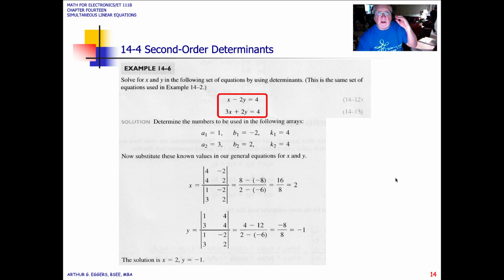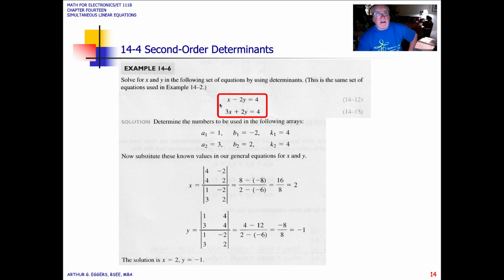So now we're going to look at an example of how to use the matrix and determinant method to solve for unknowns. In this case, we're going to look at those same two equations that we've looked at previously, solve for x and y in the following equations by using determinants. So we've got our same two equations here. First thing we need to do is decompose each of these equations into their component parts or their elements.